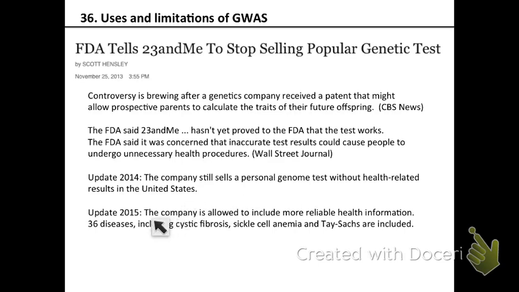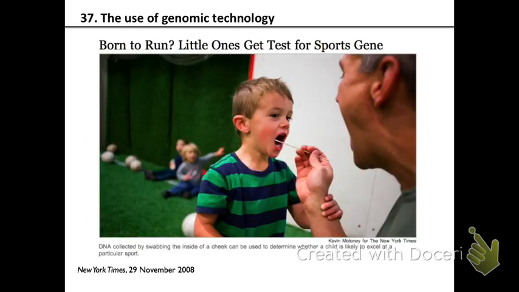So in 2015, the company cleaned up some of its practices and the explanation of what these SNPs and their interpretations are. Now it's allowed to include more reliable health information for about 36 diseases. So these include cystic fibrosis, sickle cell anemia, and Tay-Sachs, etc. Right? So if you get a 23andMe health panel, you should read their explanations of what each of these actually means. So this type of GWAS is really great to go after disease, etc.